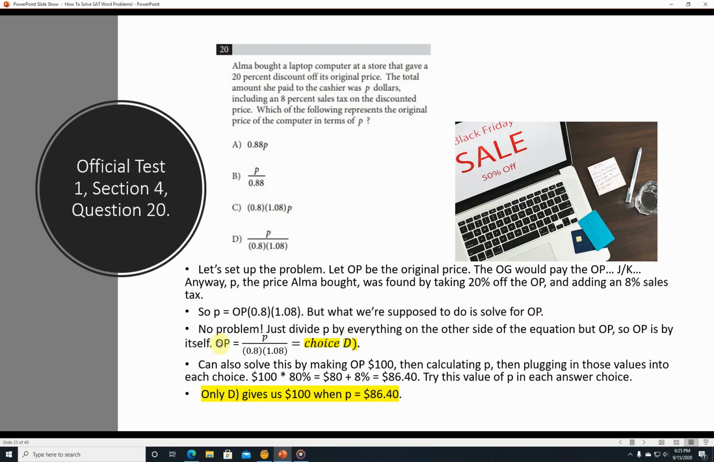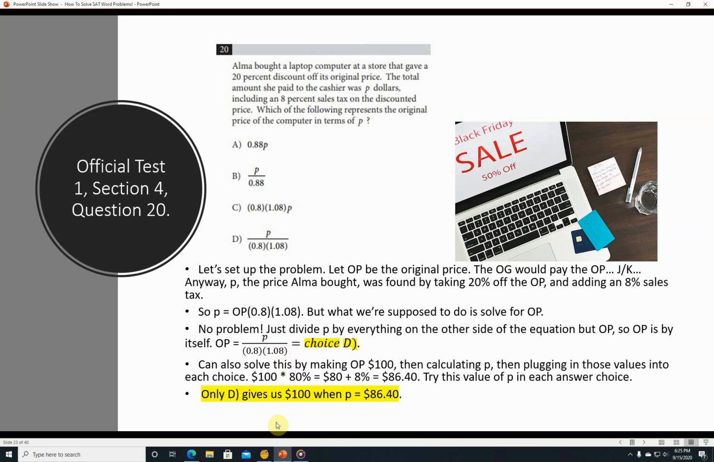We know that P is equal to OP times 0.8 times 1.08. We just divide by 0.8 and then divide by 1.08. OP is equal to P over 0.8 times 1.08, which is choice D.